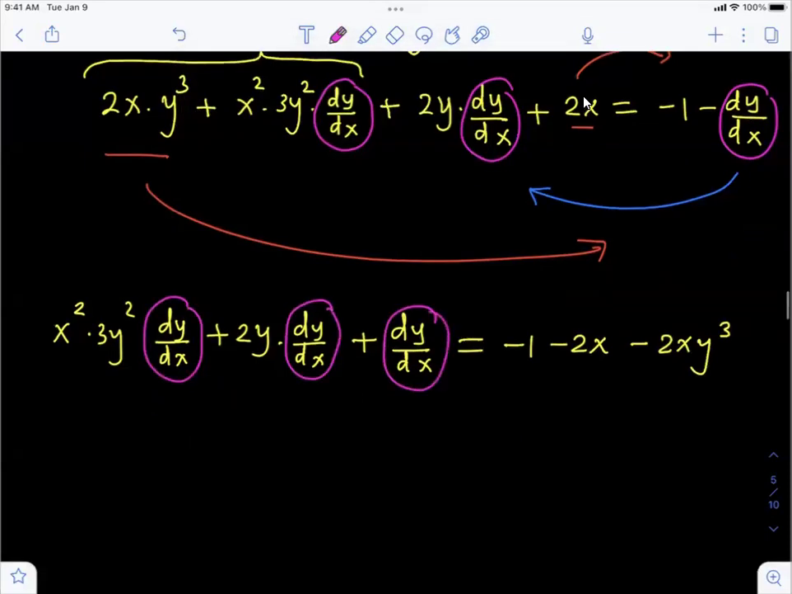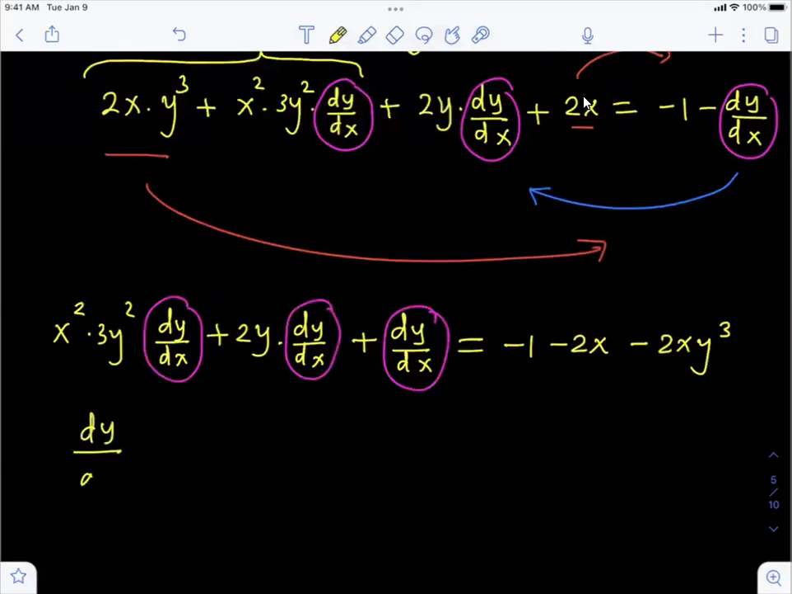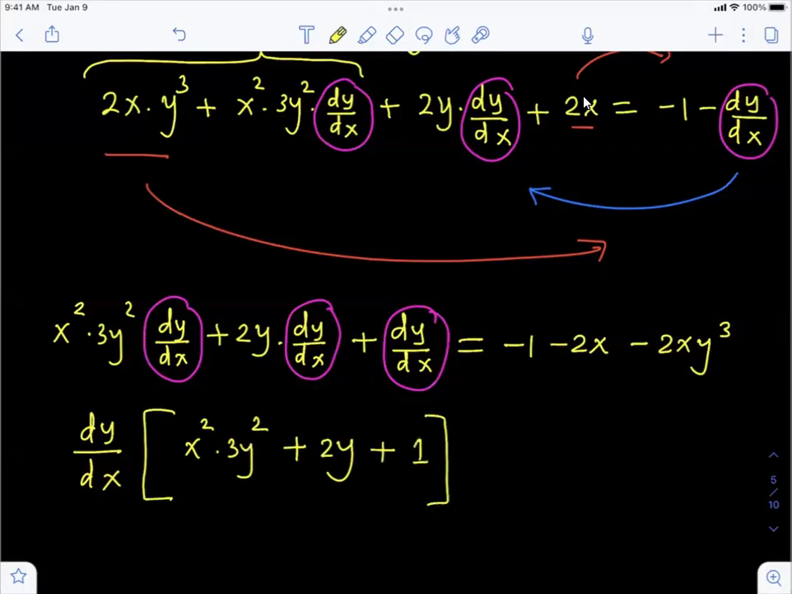Now look at this. Isn't that a common factor to all these three terms? Since it's a common factor, if you take it out right away, dy dx, then what's remaining? This is going to be x squared times 3y squared, plus 2y. And then when you take dy dx out of dy dx, you're not going to get nothing. It will be just +1. In other words, it's just one copy of dy dx. When you factor it out, it will be just 1.